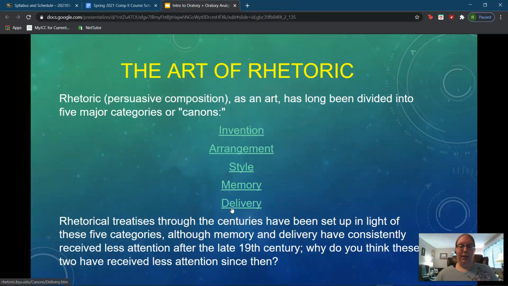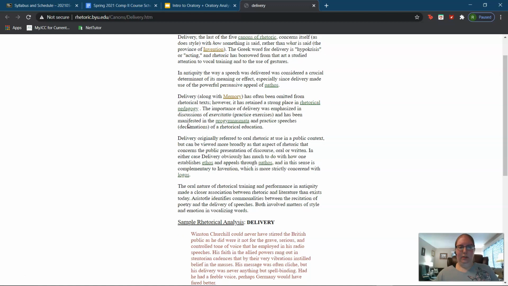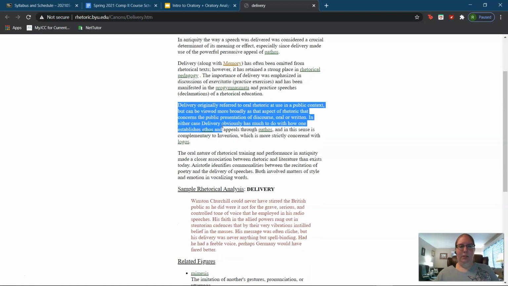And of course, lastly, you have the most important part, which is delivery. So delivery has to do with how something is said rather than what is said. So delivery talks about rhetoric, oral rhetoric at use in a public context, like I was saying, like in a political speech, or even in some religious sermons, just as examples, can be viewed more broadly as that aspect of rhetoric that concerns the public presentation of discourse, whether that might be oral or written.